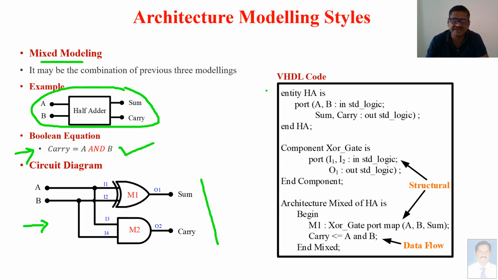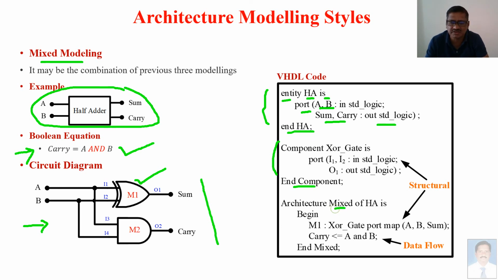Now I will first define the entity, which is the same entity followed by the name of the entity, then port declaration, input port declaration, output port declaration, then here is the end of the entity. Then I am using the structural modeling, and in the structural modeling I am defining this XOR gate. Component XOR underscore gate is port I1, I2 in std logic, O1 out std logic, end component. This part I am planning to design by using structural, and this part I am planning to design by using data flow modeling style. You can use behavioral modeling style also.